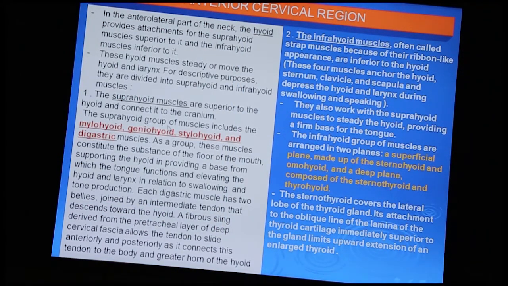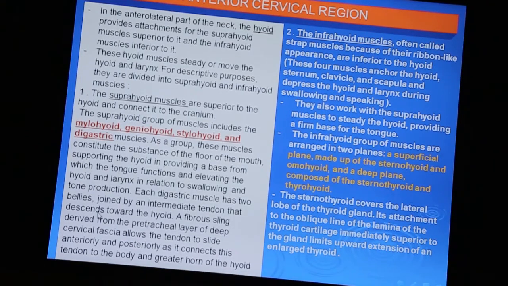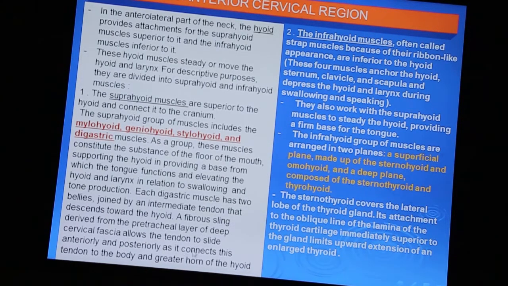The suprahyoid group: mylohyoid, geniohyoid, stylohyoid, and digastric muscles, all acting as one group. The digastric muscle has two bellies joined by an intermediate tendon, which descends toward the hyoid bone, held by a fibrous link derived from the pretracheal fascia.